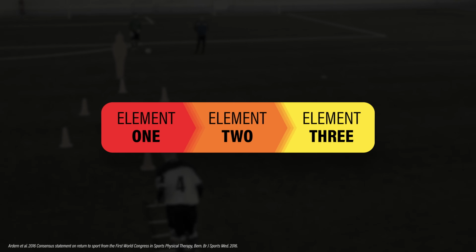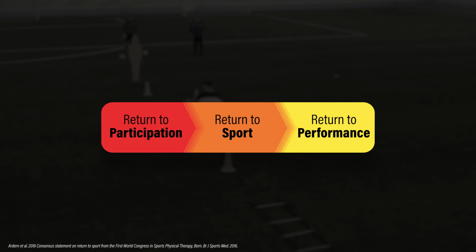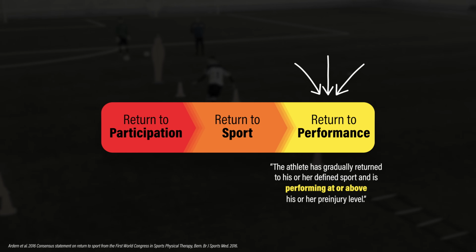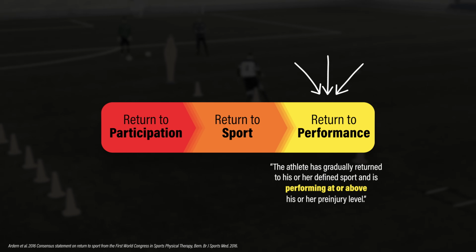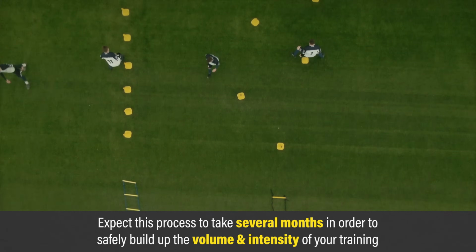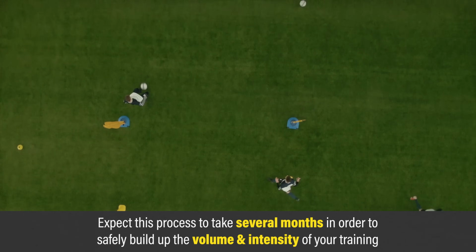Lastly, understand that return to sport follows a continuum. You will start by engaging in sport-specific drills before eventually progressing back to your sport. However, it is not until the final stage that you perform at or above your pre-injury level. Expect this process to take several months in order to safely build up the volume and intensity of your training.